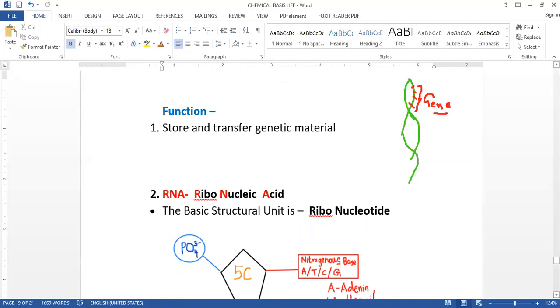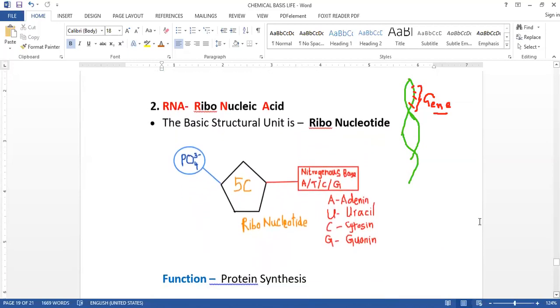Second one is RNA. RNA is ribonucleic acid. The basic structural unit of RNA is the ribonucleotide. This is ribose sugar, this is the phosphate group, and this is the nitrogenous base. Here T is absent and U is present. Simply remember that T is absent and U is present in RNA.